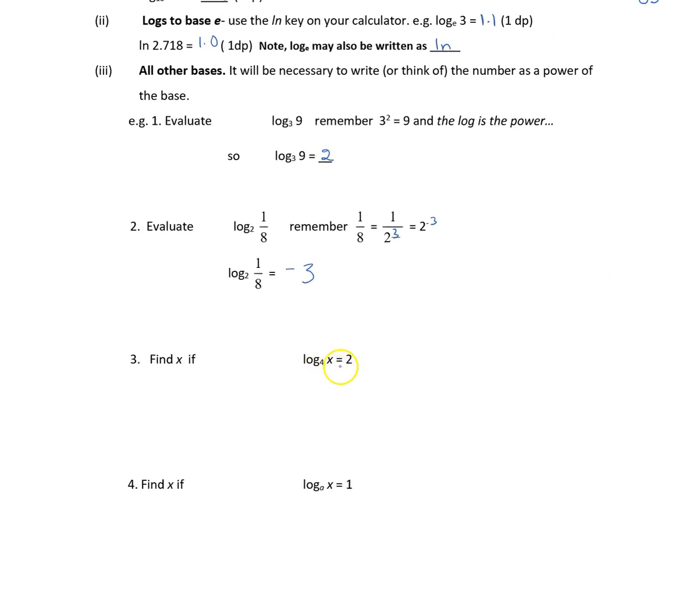Find x, find the number that you would need to raise 4 to. When you take 4 and raise it to the power 2, what number do you get? You get 16. Therefore, x is 16. And here we're saying, if I take a and raise it to the power 1, that is x. So what is a? a is equal to x.